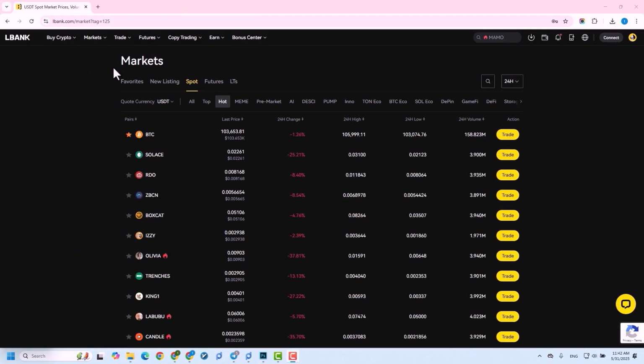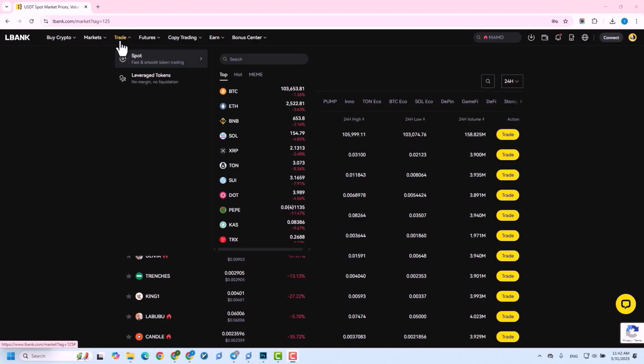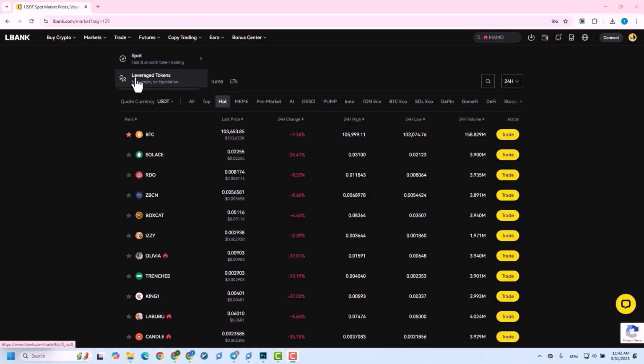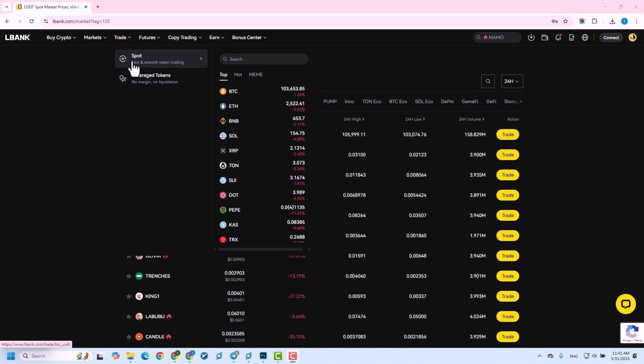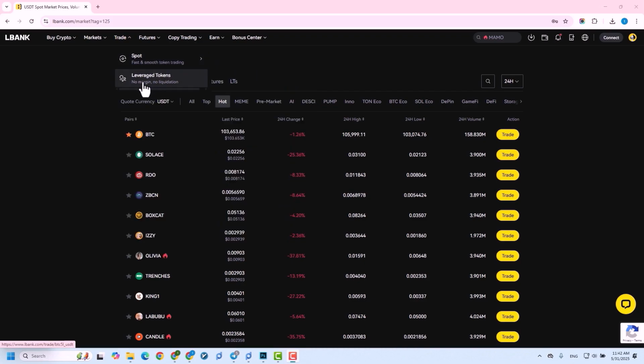The next section is related to trading. By clicking on the Trade option, submenus appear that offer various features for conducting cryptocurrency trades. In this section, users are able to access two types of trading platforms: spot trading and leverage tokens trading.